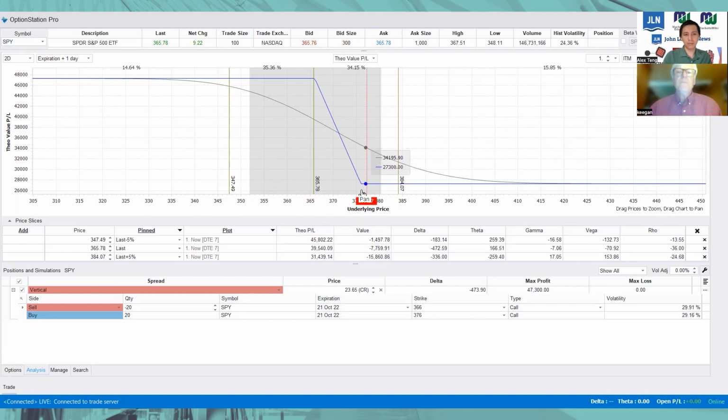So this is a $10 vertical spread. Let's say it closes above, at 377. That means both options will be in the money, right? So I would exercise the 376 call, because it's in the money. I would be long the stock at 376 and short at 366. So that's losing $10.